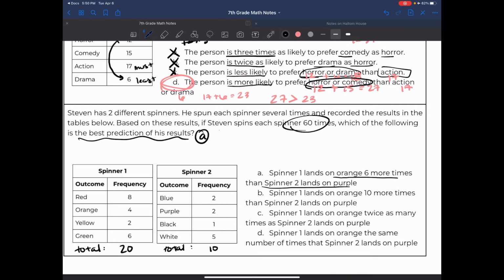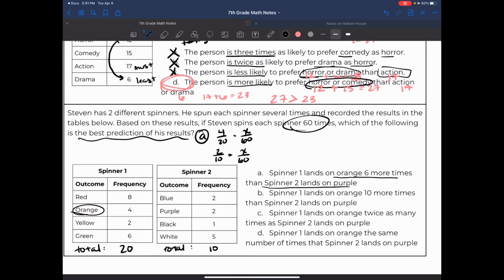So orange is 4 out of 20 equals X out of 60. And then for spinner 2 lands on purple, it should be 2 out of 10 equals X out of 60. All right, I'm really hoping you guys are following me here. My first proportion I set up to find out how many orange, because it was 4 out of 20, right? That's what did happen, the experimental probability.